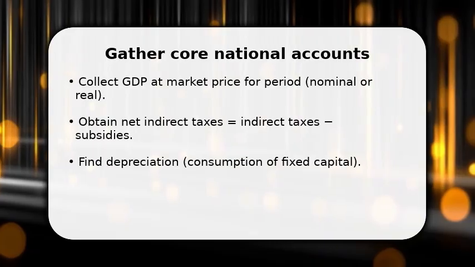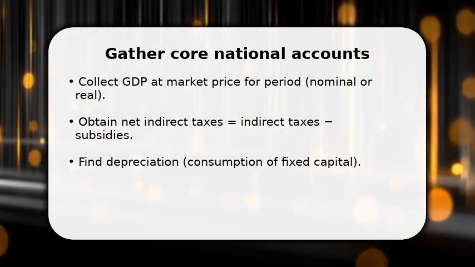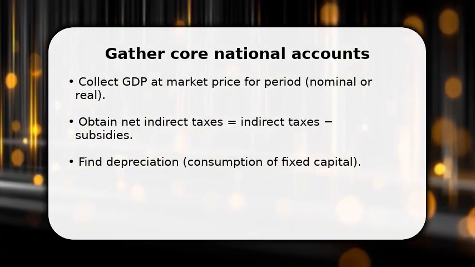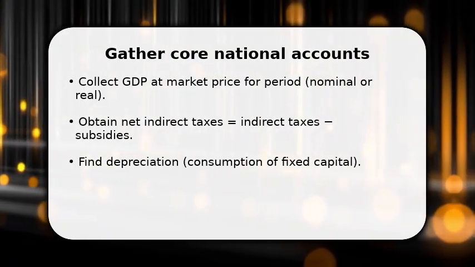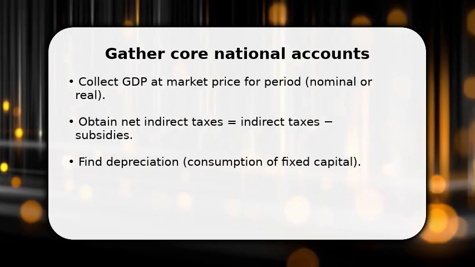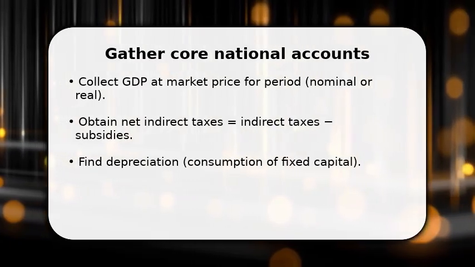You start by assembling three core numbers: GDP at market price, total indirect taxes and subsidies, and depreciation. Get GDP at market price from the national accounts. This is your starting aggregate.